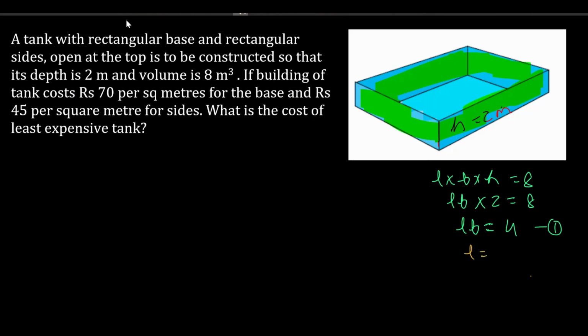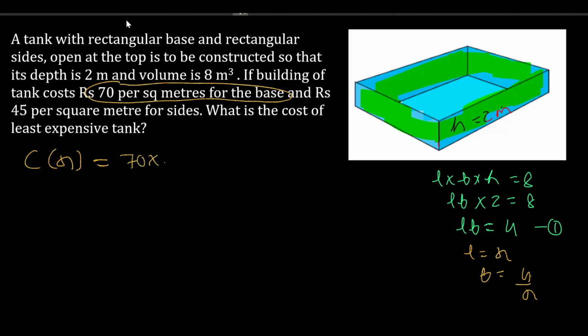So let's figure out the cost. Before that, I can take one of the variables, say L as x. That gives B as 4 over x. Now how to get the cost? Since we are getting the cost in terms of x, let's write C(x) as the cost function. First let's calculate the cost for making the base, which is rupees 70 per square meter. That is 70 multiplied by the base area, which is length into breadth, LB, plus the sides, where the lateral surface area is at the rate of 45.